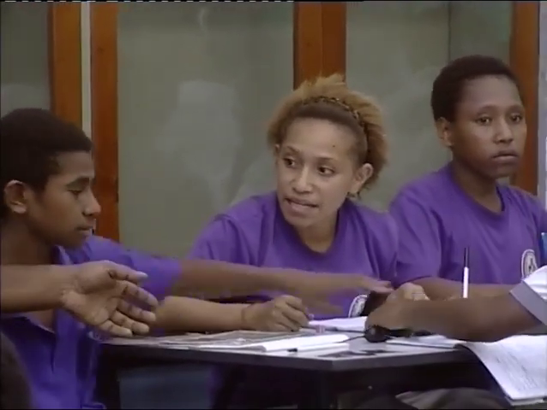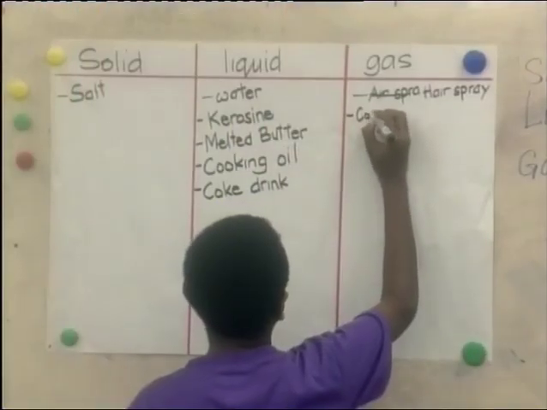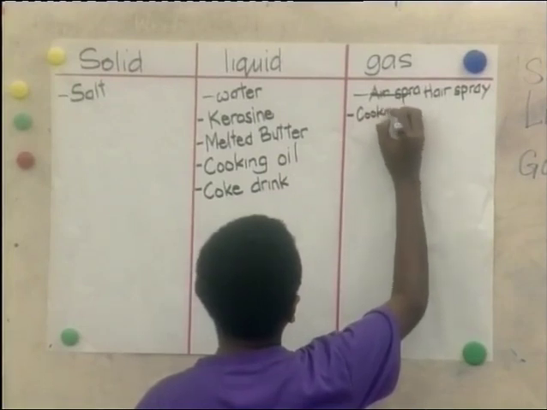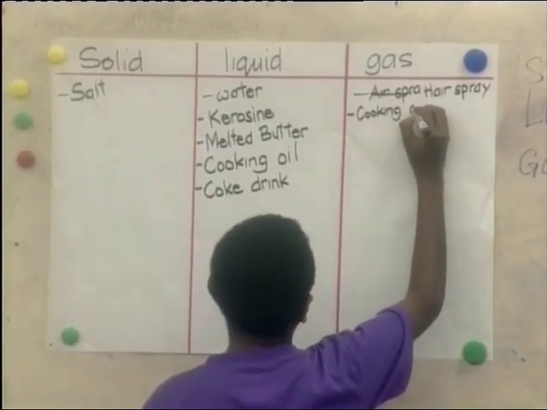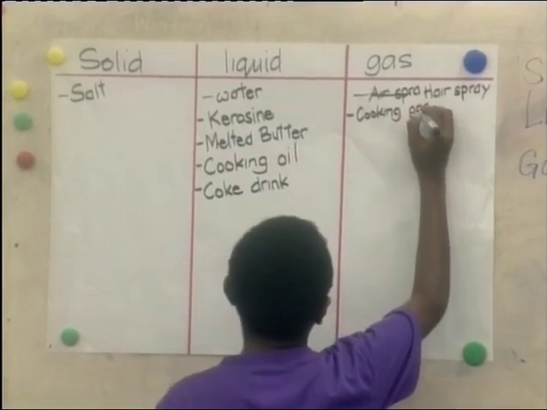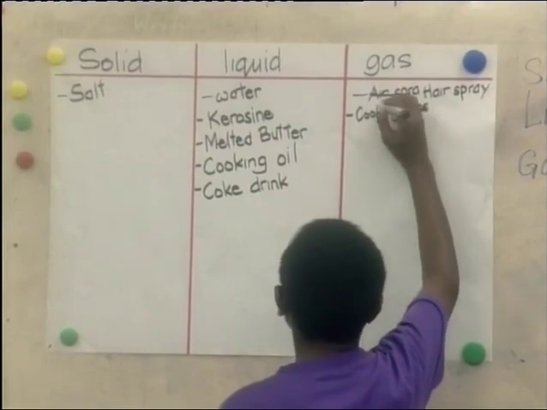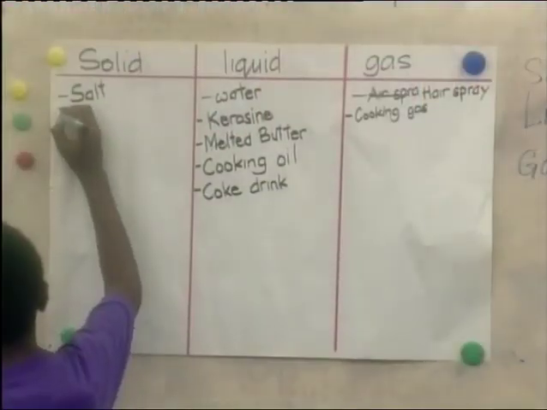Cooking gas. Okay, good. Cooking gas. Some of us cook with cooking gas, which is a gas. Very good, Jason. Robert, you're next. Marble is a solid. Right, marble is a solid.